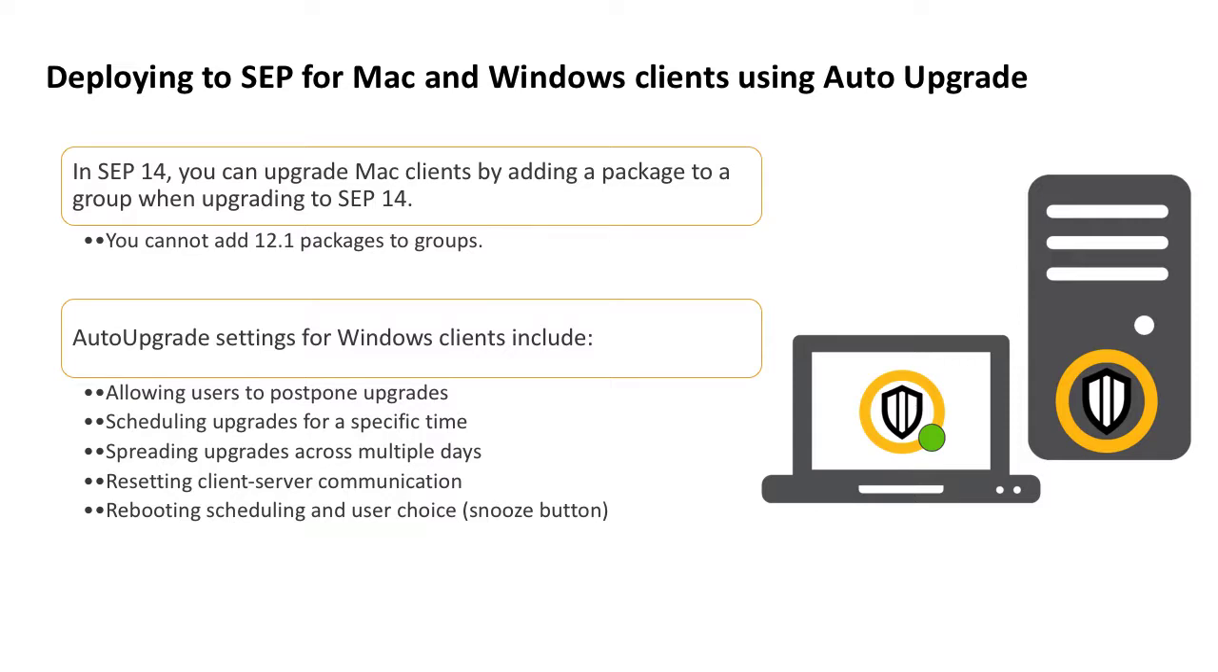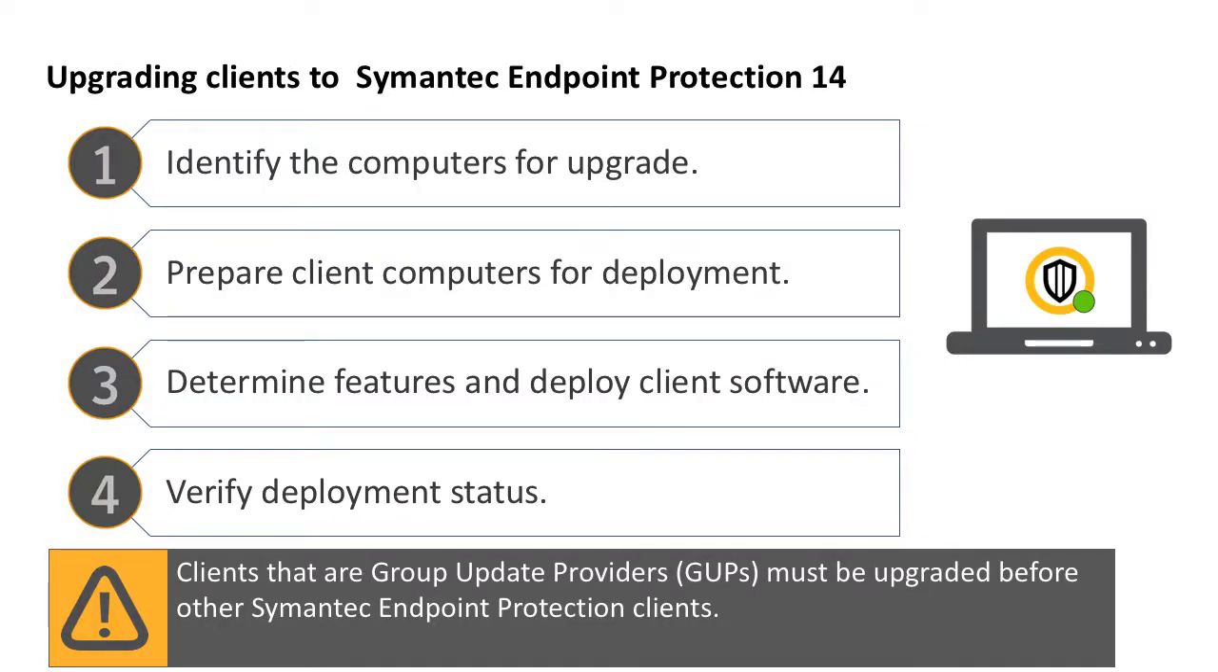You can only upgrade Mac's SEP 12.1 clients to SEP 14 by adding packages to groups. The auto upgrade settings are identical to the settings used by Windows clients. However, the installation uses notifications and is visible to the end users. Any failures in the installation result in the client rolling back to the previous version and the SEPM notified of the failure. Upgrades can be retried with options to throttle the retries to avoid any excessive server load. Follow these high-level steps to upgrade to the Symantec Endpoint Protection Clients software.